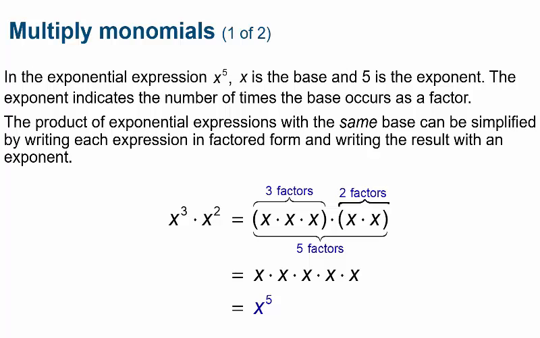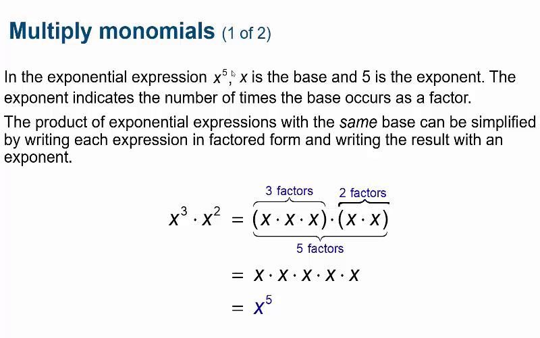So first, in the exponential expression x to the fifth power, x is what we call the base, and the 5 is the exponent. The exponent indicates the number of times the base occurs as a factor. So for example, the product of exponential expressions with the same base can be simplified by writing each expression in factored form and writing the result with an exponent. So we'll start with something simple here.